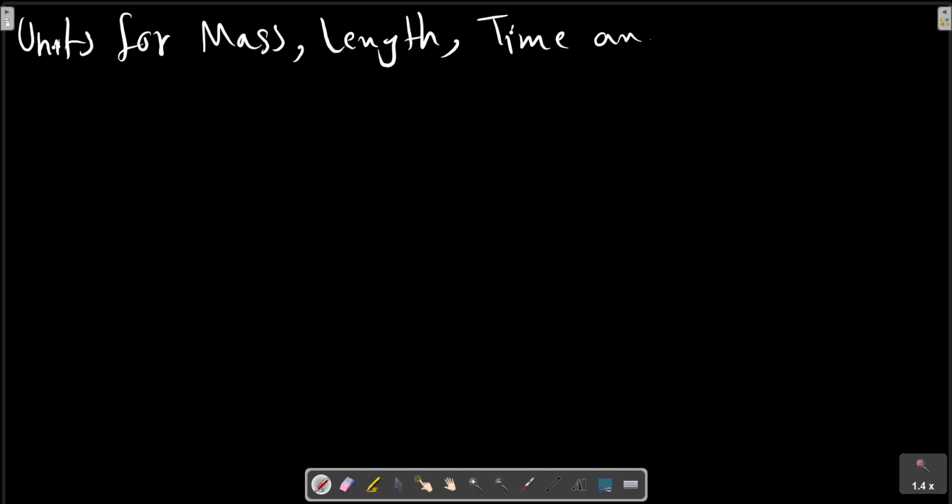Units for mass, length, time, and force.